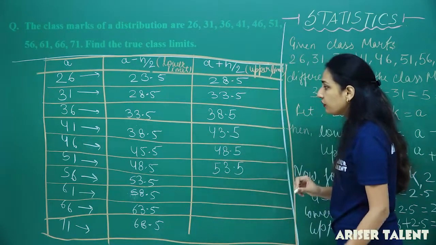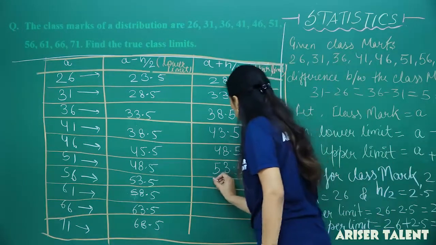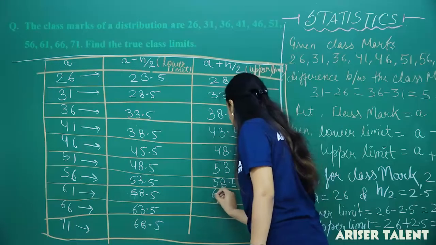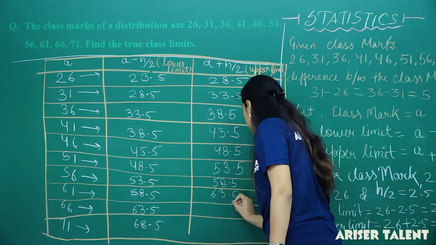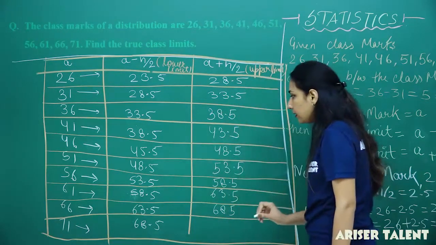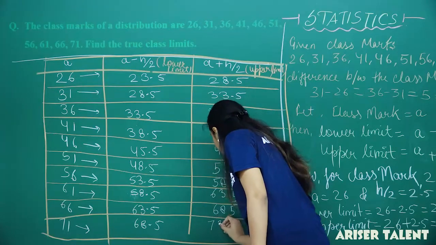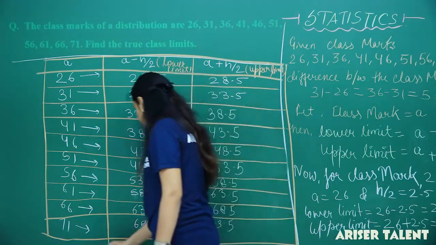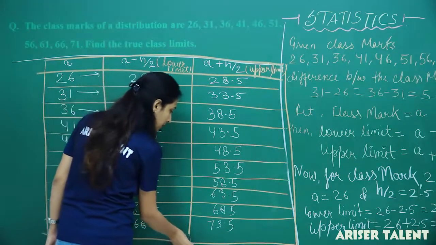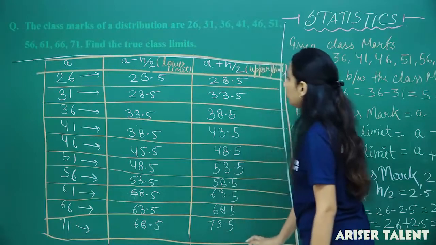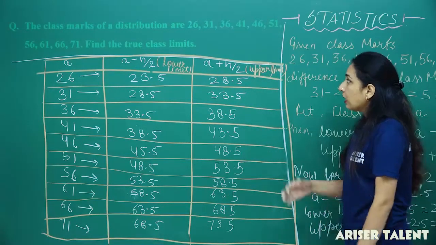Now if you go with the 56, that will be 58.5. Here that will be 63.5. Then that will be 68.5. And in the last, that will be 73.5. So these will be the upper and the lower limits. Okay. So this is completely the lower limit and this is completely the upper limit.